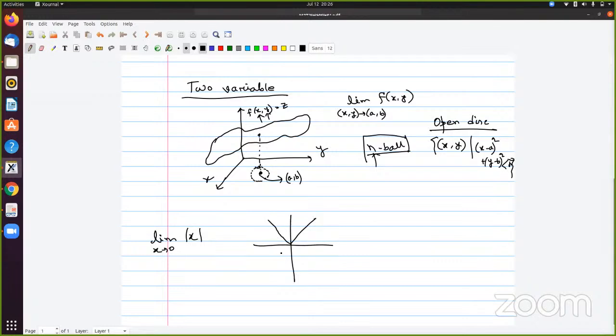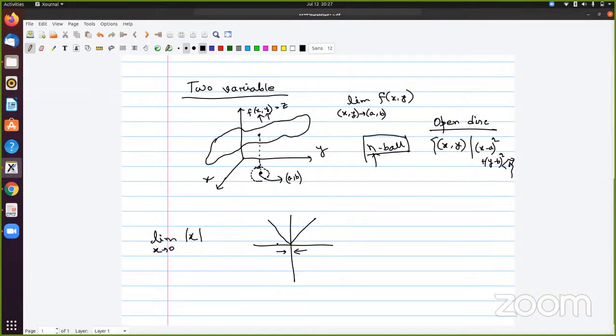What is happening here? When we are approaching 0 from the right side, from this side we are getting towards 0, and when we are approaching from the left side, from this side we are getting towards 0. So from both sides we are getting towards 0, so it matches, so the limit exists, right?